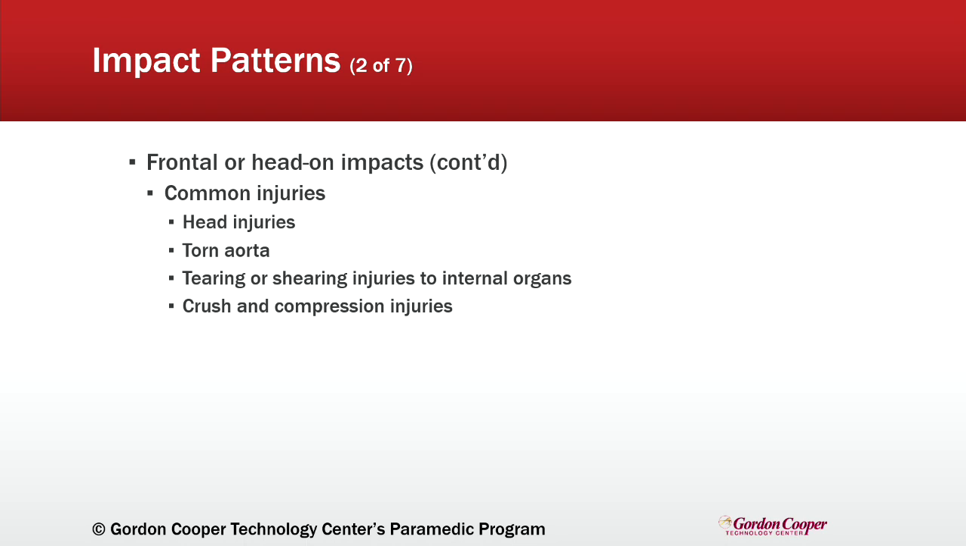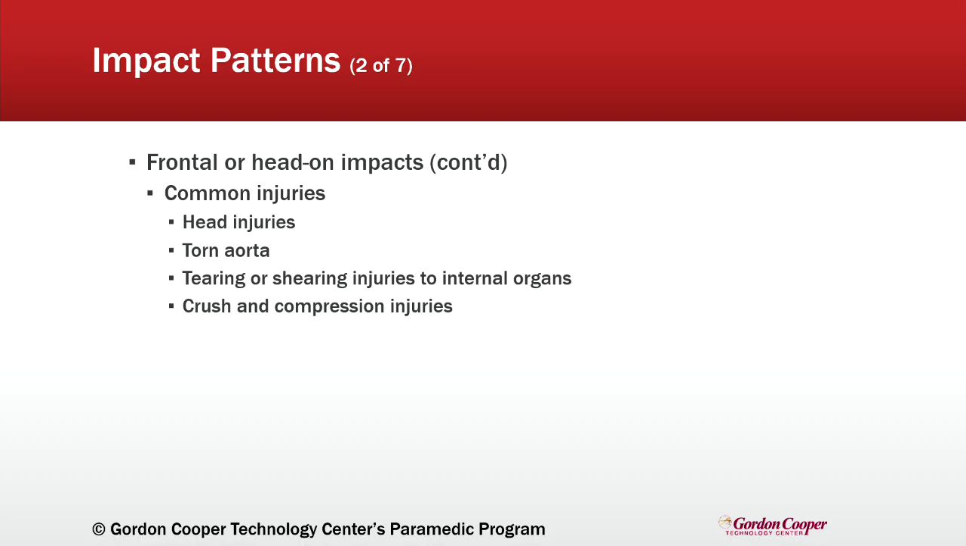Always maintain a high index of suspicion for head injuries after a sudden deceleration. The aorta also is the most common site of a deceleration injury in the chest, and it can literally tear away from its fixed points and potentially cause rapid blood loss and ultimately death. Internal organs that continue moving after the body stops can experience tearing or shearing. Organs commonly affected, of course, are the liver, which we see a lot, kidneys, small intestines, pancreas, and even spleen.